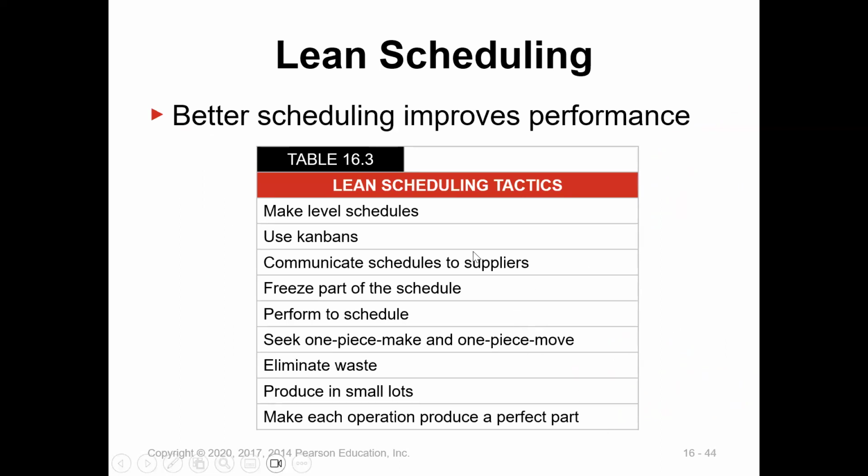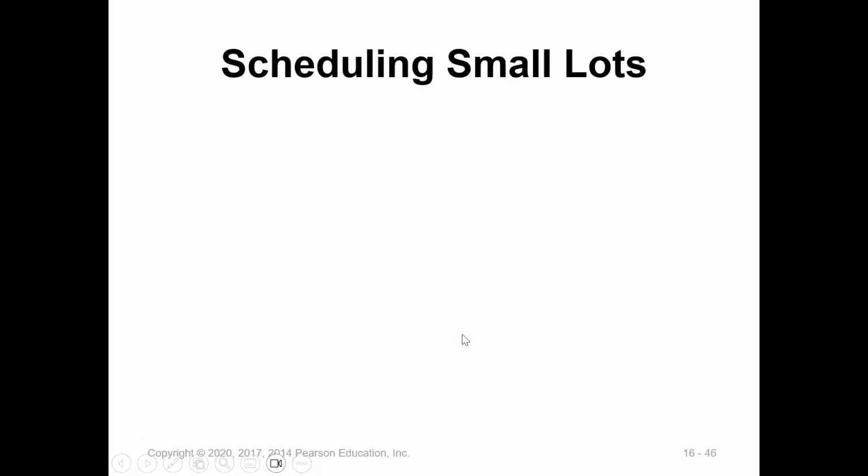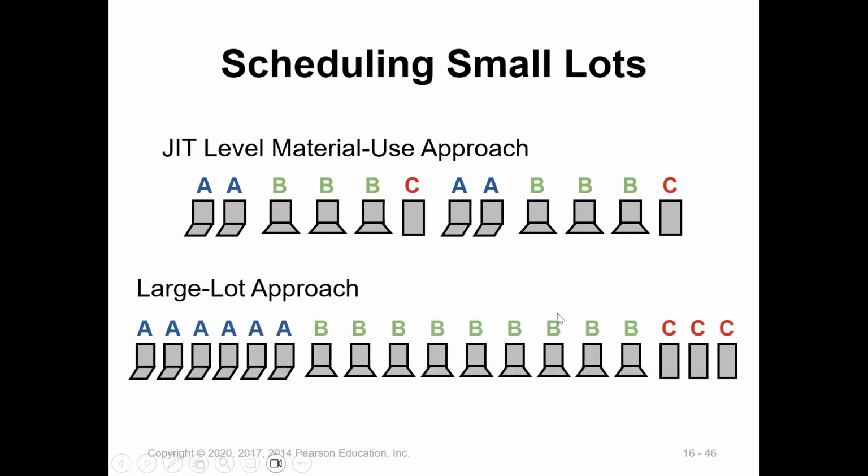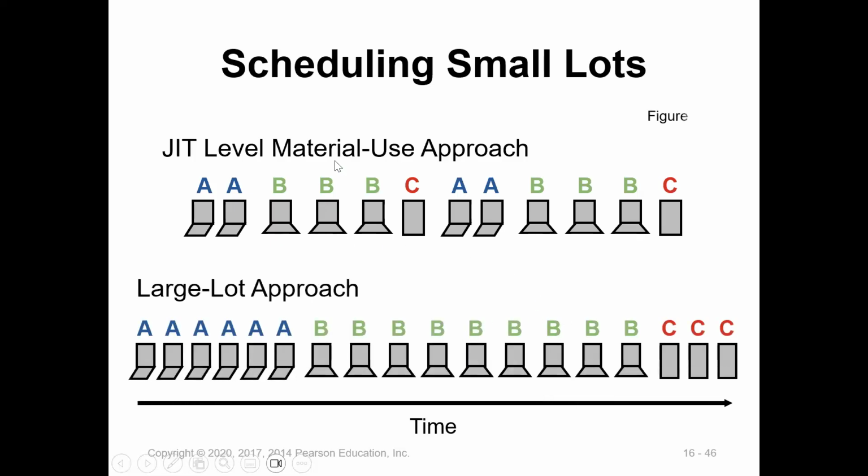Better scheduling, improve performance, use Kanban, communicate schedules, freeze part of schedule, perform to schedule, eliminate waste. These are scheduling small lots, just in time material. This is an example here.